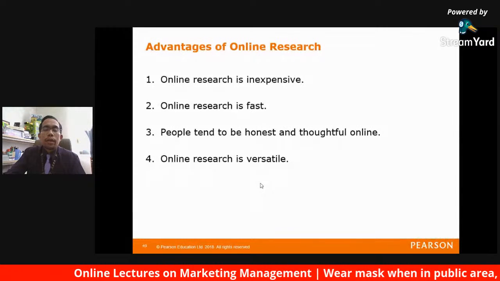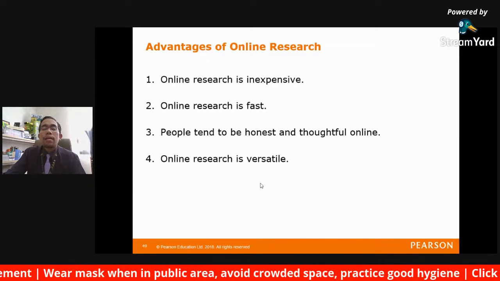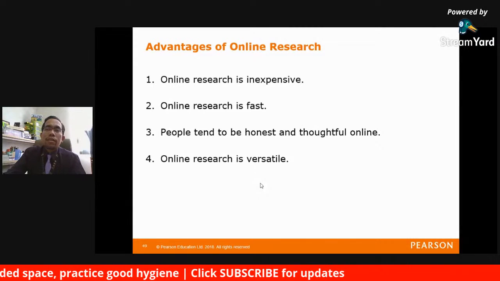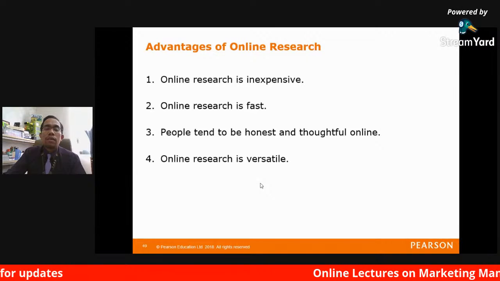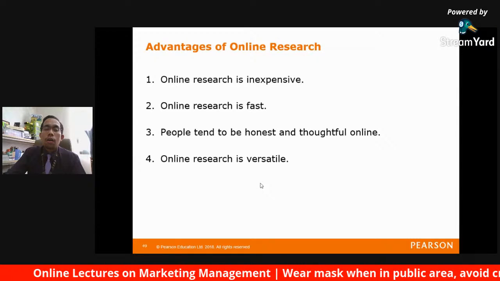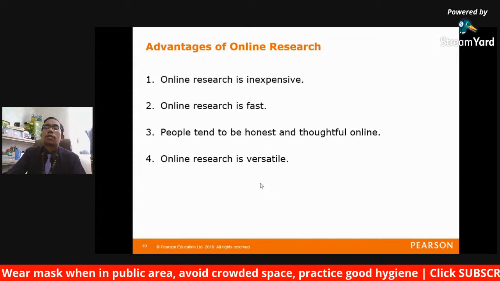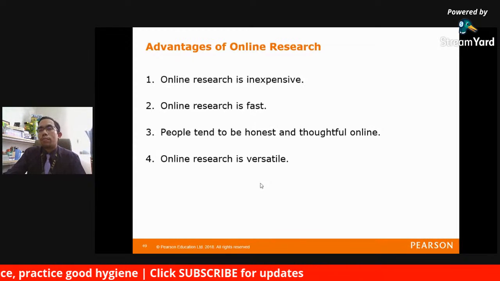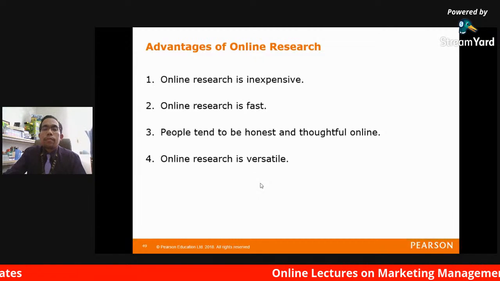Why have online research? Before this, it was very time consuming and very costly. I'm not saying online research doesn't require any cost, it still has cost, but not that much. Online research is inexpensive and fast. Respondents tend to be honest and thoughtful online, because you are not facing the interviewer, you're just looking at the questions provided for you to answer. So it's much easier, and you get better cooperation from the respondent.